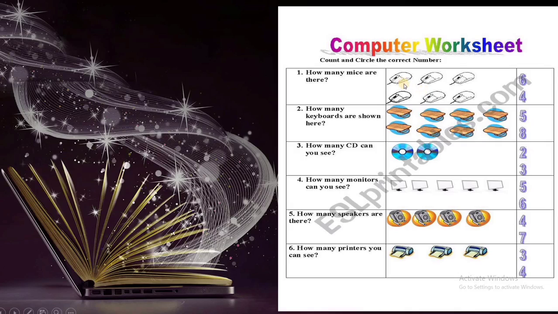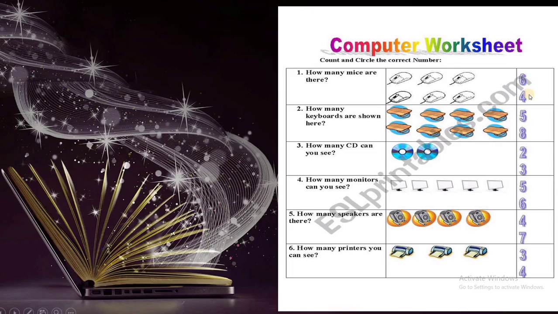Count with me, everyone. 1, 2, 3, 4, 5, 6. Then how many mouse are here? 6 mouse. So now see, the numbers are given. Which one is number 6, this one or this one? Which number is 6? Who will give me the answer? Which number is 6?